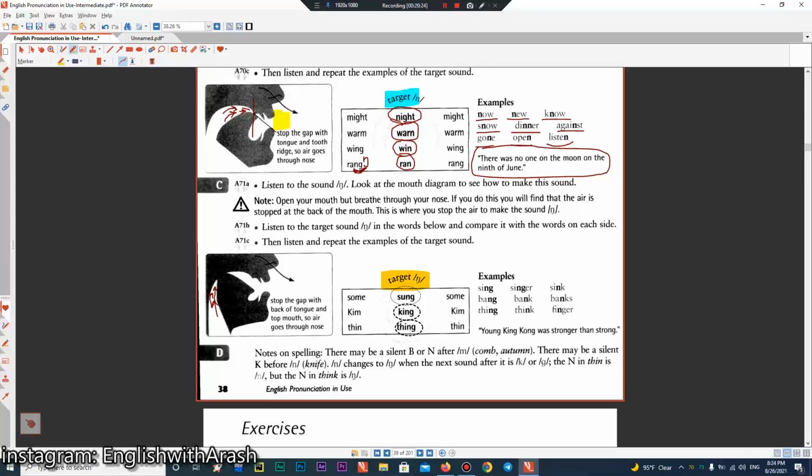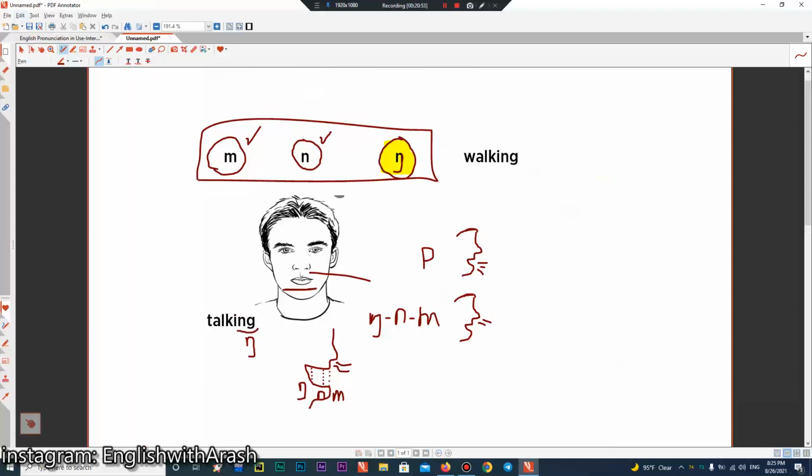I know it's not really easy if it's your first time, but it takes practice. So just look at the mouth diagram and try to do it. Song. You see, I'm not saying, there is no gie. This is the common mistake. There is no gie, okay? Because when I say gie, all the air is going out of my mouth. Remember, I don't want that. All of our sounds here are nasal. They go out of the nose.